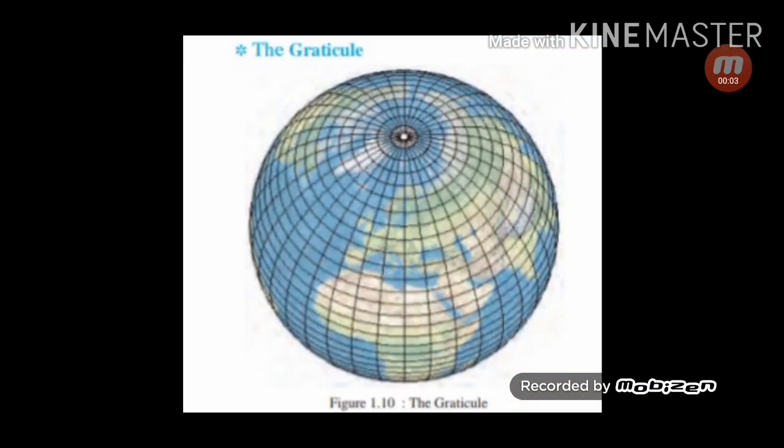The parallels and meridians on the globe form a net that is called a graticule. This facilitates determining the location of a place. Thus, we use latitudes and longitudes for determining the locations on the earth. This method is being used even in today's modern age quite effectively.